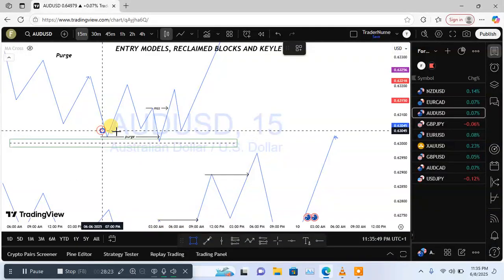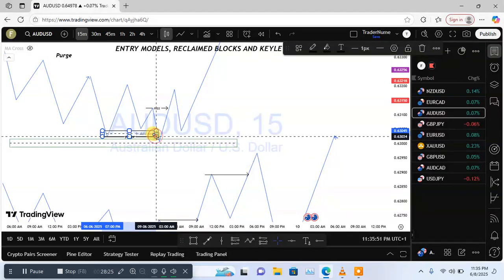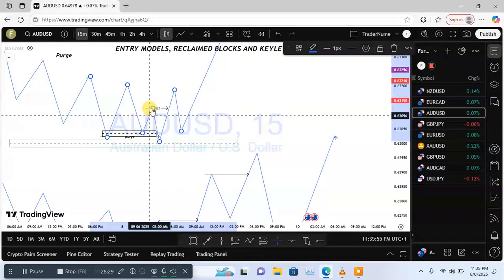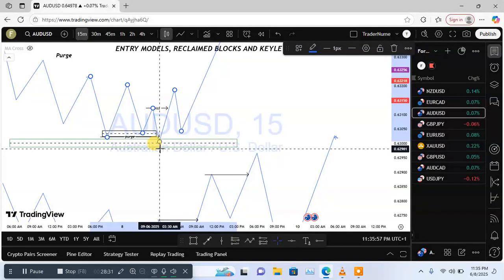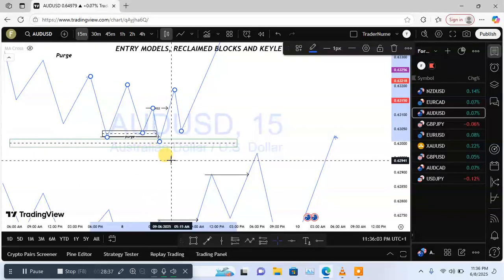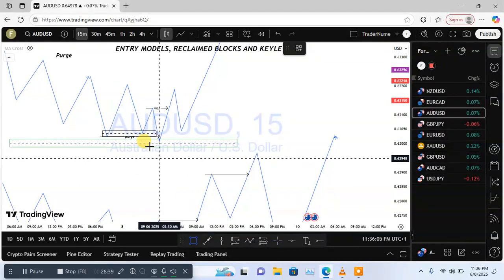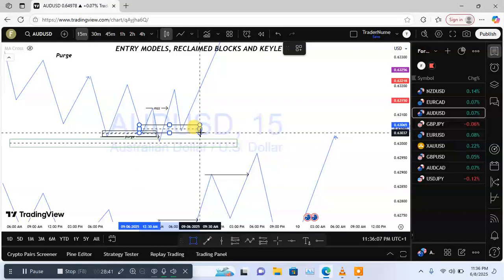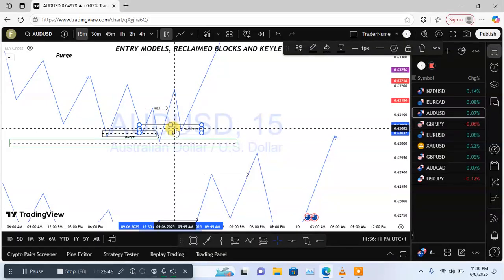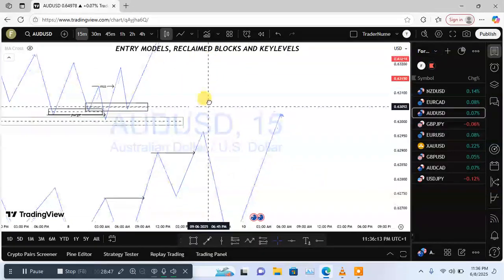Remember, this is a purge. Price came, respected the demand zone initially, then broke it and it failed. Now price broke it and broke here again. So what? Here now becomes our new reclaim block zone. Price will come back, tap on it and go.